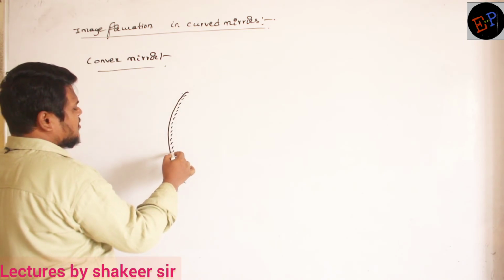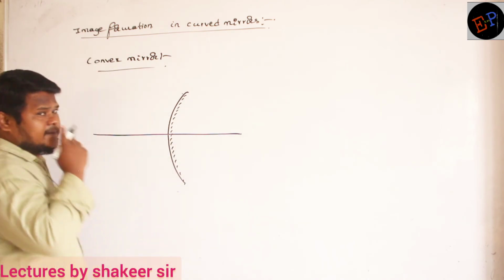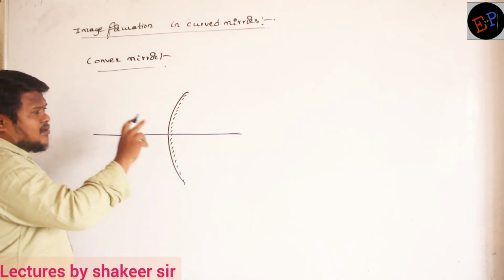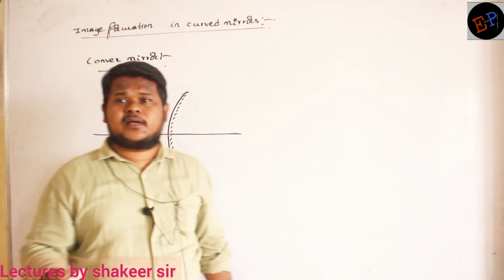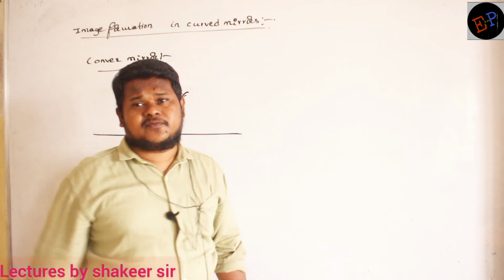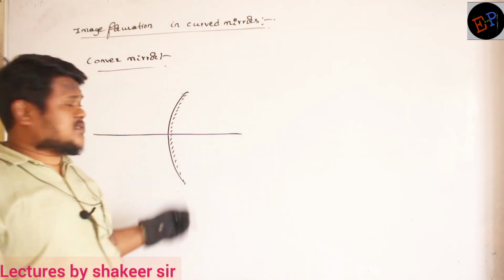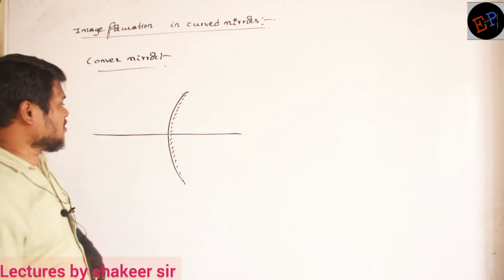Convex mirror means where is it painted, ma? It is painted on the inside. Are you able to understand? And see, ma, a concave mirror has a real focus, because all the light rays actually pass through the focus. But a convex mirror has a virtual focus. Virtual focus means what? Let us see.